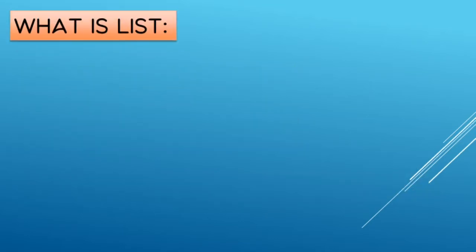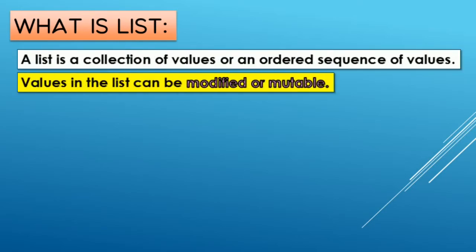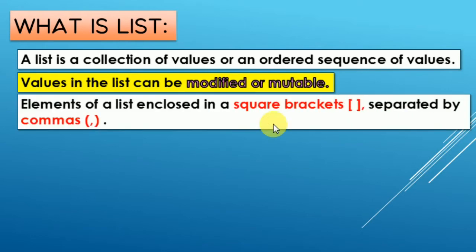First thing, what is a list? A list is a collection of values, or an ordered sequence of values. We have already discussed lists in the introduction video of sequences. The values in a list can be modified, so it is mutable, and the elements of the list are enclosed inside square brackets, and all our values are separated by the comma sign.